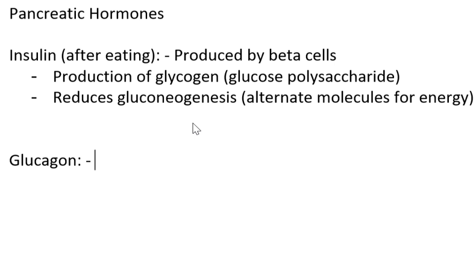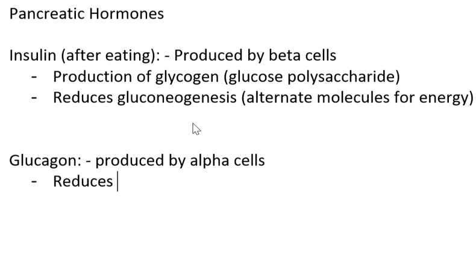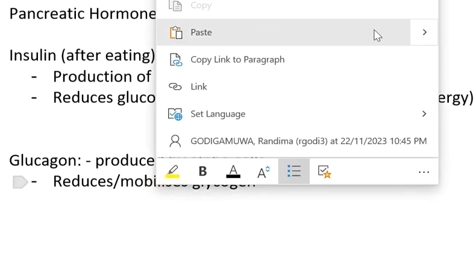Now, what about glucagon? Glucagon is produced by alpha cells in the pancreas, and it mobilizes glycogen. How does it do that? It has things called glycogen phosphorylase or G6Ps. We can cover that in a different video if you guys want me to go in depth. But for now, just remember it mobilizes glycogen and uses it.